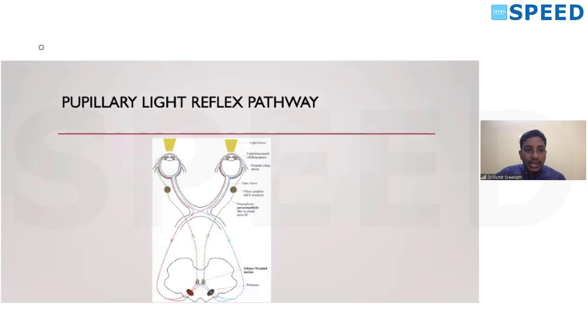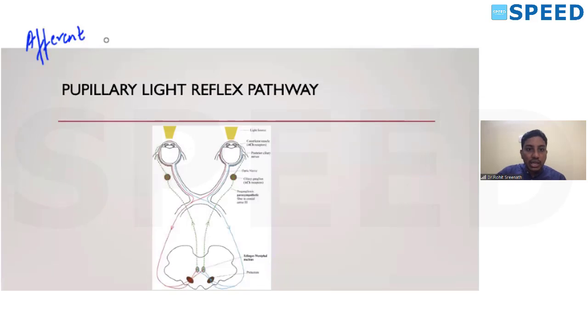The pupillary light reflex has an afferent pathway and an efferent pathway. The afferent pathway begins with the optic nerve. Whenever light is shown, the impulses, the first order neuron, travel through the optic nerve, and from the optic nerve they reach the pretectal nucleus. The pretectal nucleus, which is present in the dorsal midbrain, is the center for the light reflex. So if they ask you which is the center for light reflex, it is the pretectal nucleus.